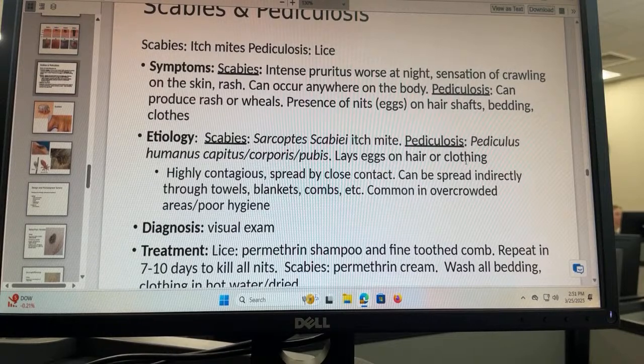Pediculosis is just the head lice. You'll see the presence of eggs, which are called nits, stuck to the hair shafts. They can also stick to bedding or clothing.